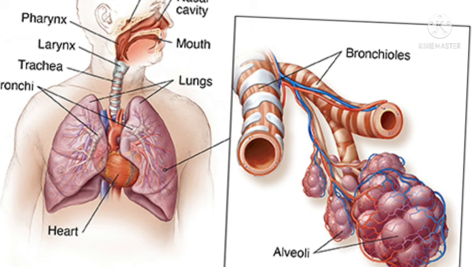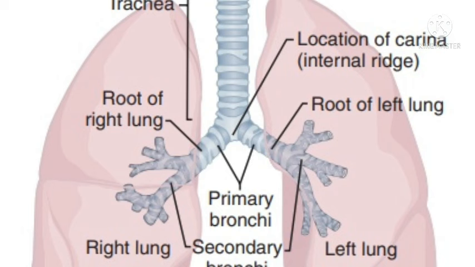Next are the lungs. The lungs occupy most of the space within the thoracic cavity. They have a conical shape toward the midline. The lungs are separated from each other by the mediastinum, and this is called the mediastinal surface. The number of lungs in our body is 2, left and right.